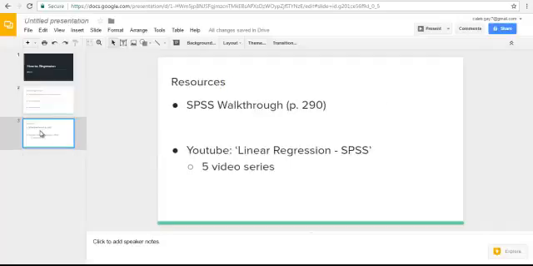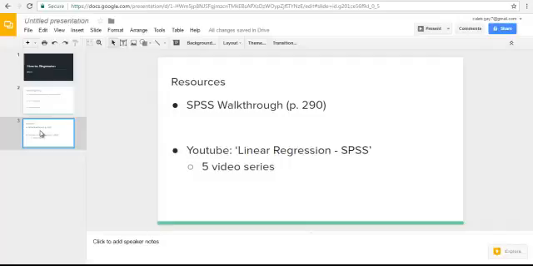Before I forget, there are some really good resources online and in your book. I found page 290 and a couple of pages around 290 to be very helpful talking about linear regression. And then, of course, I went on YouTube and found a linear regression tutorial that was about 5 videos long, and it was really detailed but also concise, and it didn't really get bogged down.